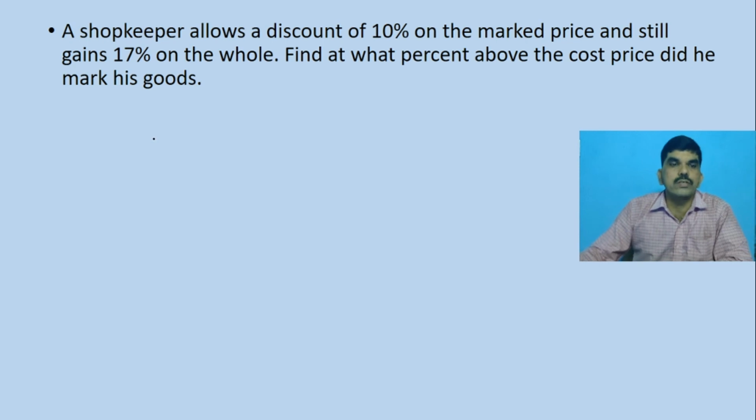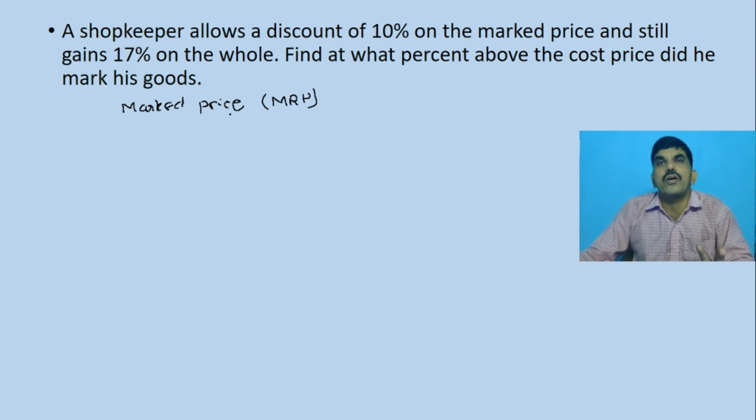Now, before solving this, what do you mean by mark price? So this mark price is somewhat similar to MRP, maximum retail price. So here mark price is the price which is set by a shopkeeper or a merchant. Okay, it is above the cost price, and he is expecting some profit. So this mark price is the price set by the merchant or the shopkeeper, is called a mark price.